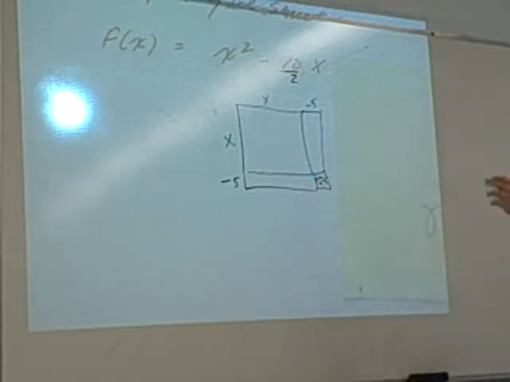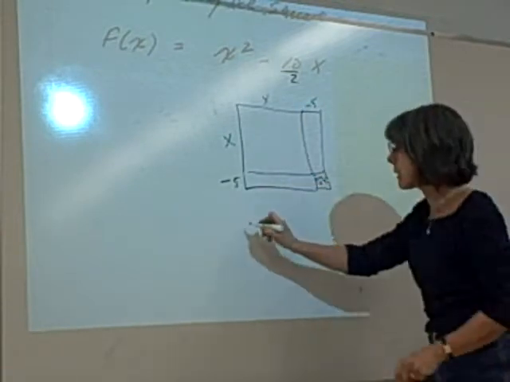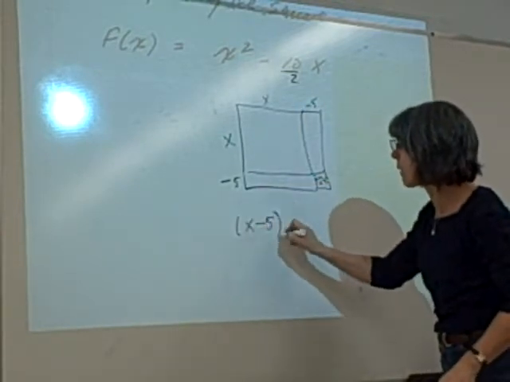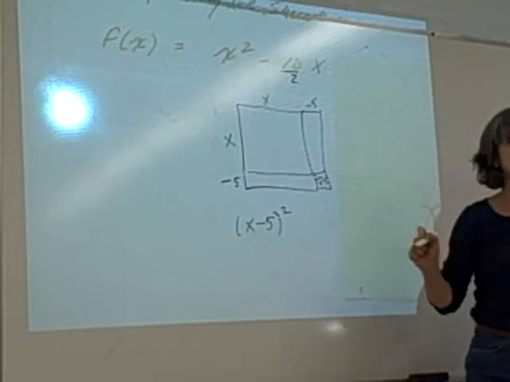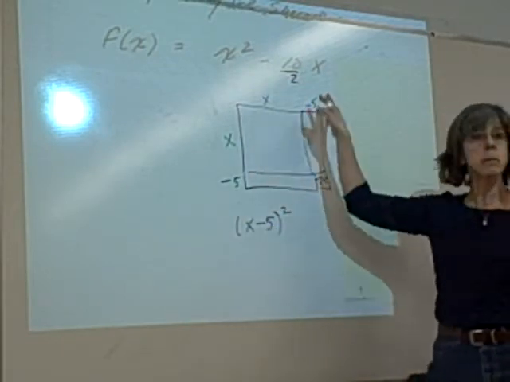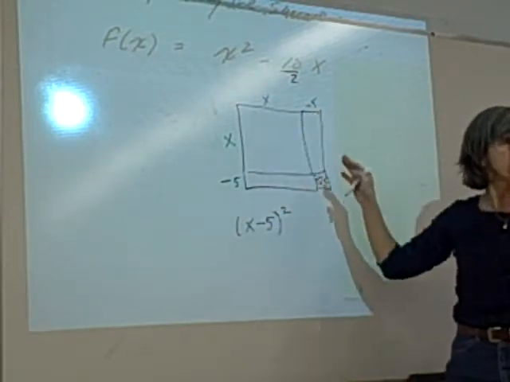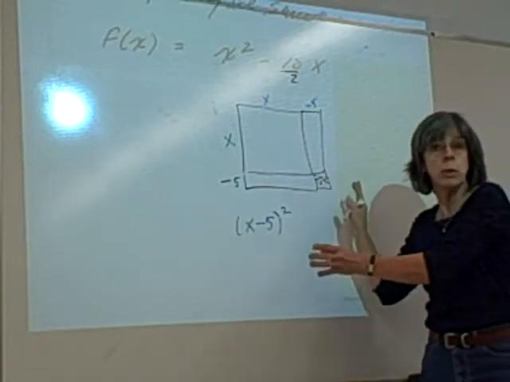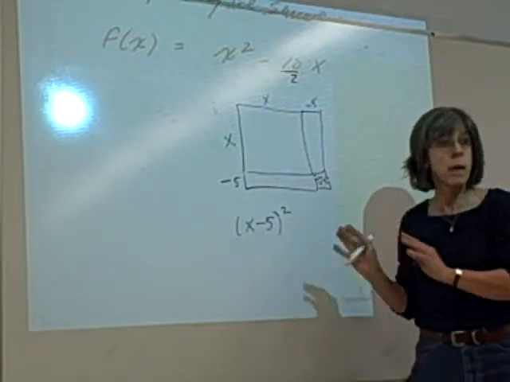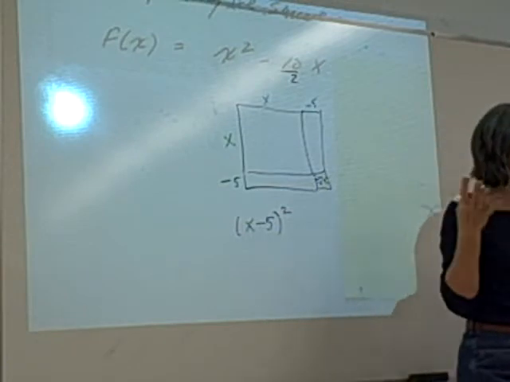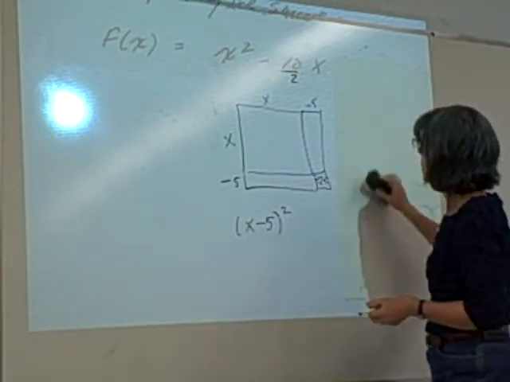And so if I said to you, well, how could we write this? Wouldn't that be x minus 5 squared? x minus 5 times x minus 5? Wouldn't that give me the whole shooting match on this side? Okay, so everybody has that visual image of what we're doing.